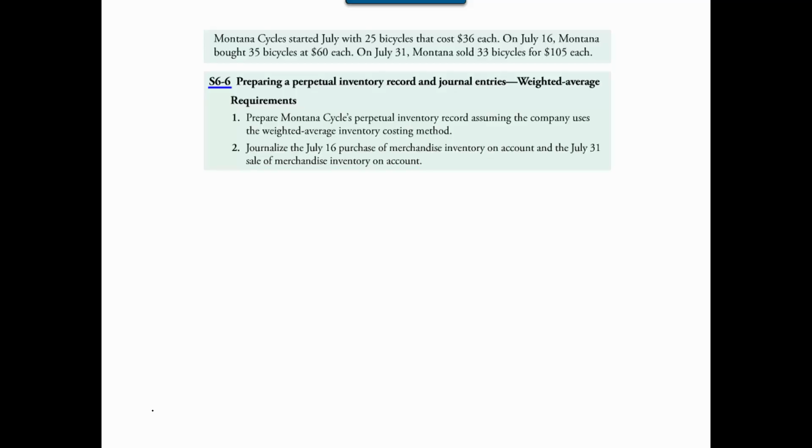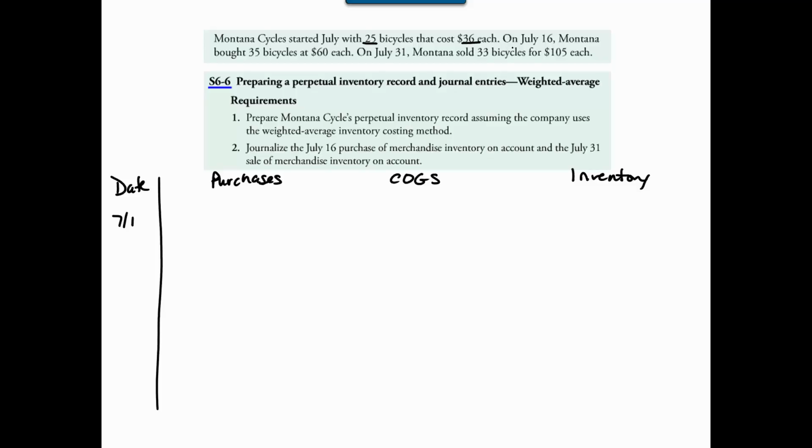So for this one, I'm going to take the same one with the bikes. Date. Purchases will look the same no matter how I do it. Cost of goods sold, and then my ending inventory. So on 7/1, I started with 25 bikes at $36 each. So 25 bikes, $36 each. That's 900.